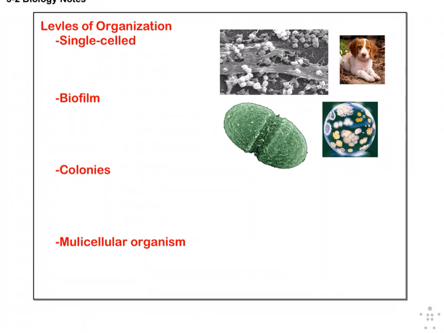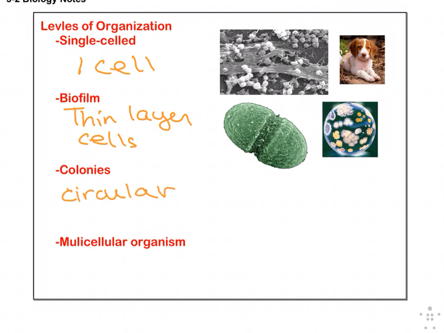And then we can organize cells. A single cell only contains one cell. A biofilm is a thin layer of cells. Colonies are usually circular in shape, so these would be circular groupings of cells. And then we could have all the way up to multicellular organisms. So generally speaking, if we start at single cell and work our way down, we are increasing the quantity of cells.